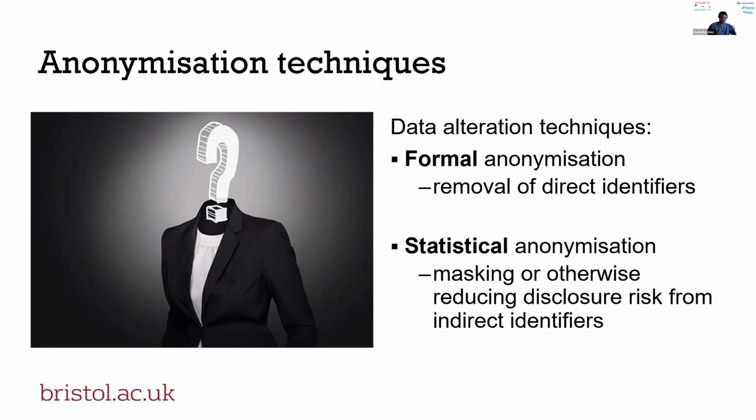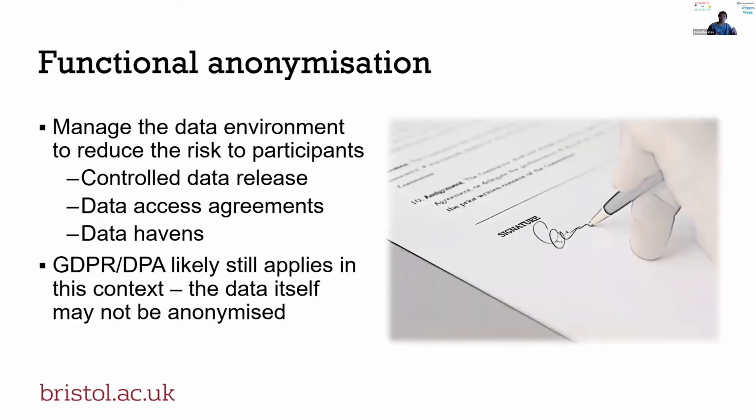Yeah, so those are kind of the two data alteration techniques. The other form of anonymisation is called functional anonymisation. This is all about managing the wider data environment. So this is things like controlling the way you release data by getting participants to sign data access agreements, which limit what they can and can't do with the data, which control how much they can link it with other data sets, that sort of thing.